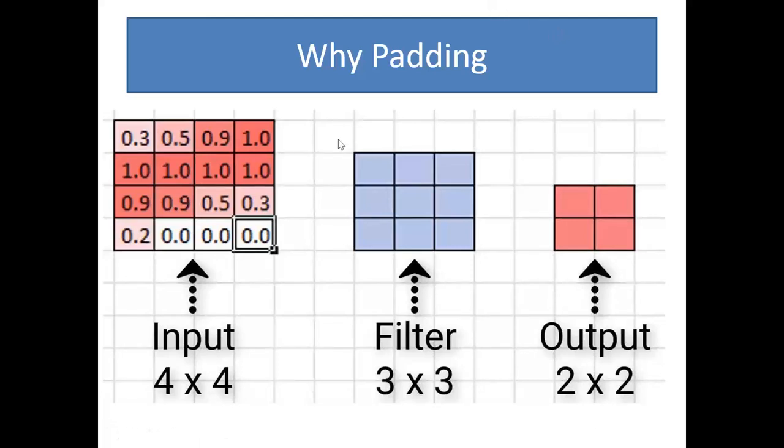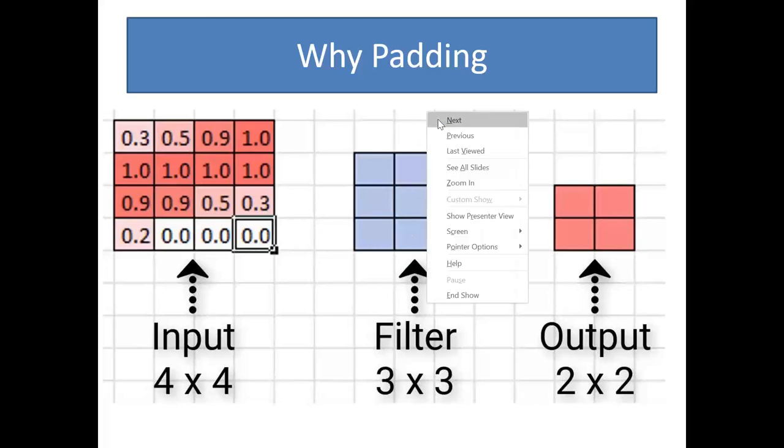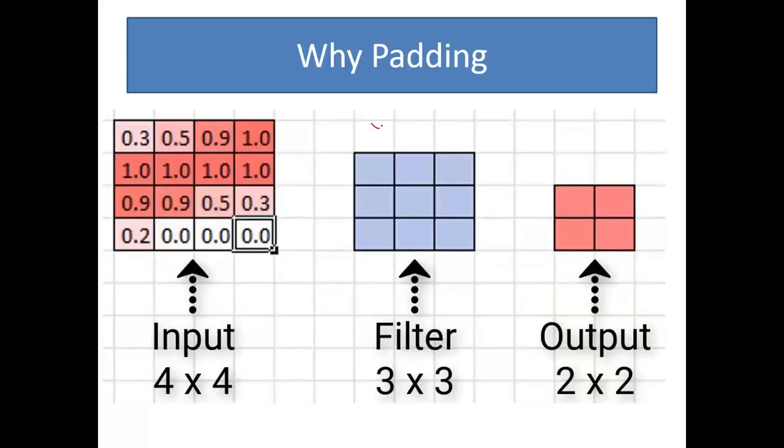Now why padding? We know the filter size, so now we move on to the padding part. Let us take one example. This is an input and that is a filter. I explain why I use 3x3. That is a 3x3 matrix, and we multiply it with the input. The input size is 4x4, and after convolving we get (4 minus 3 plus 1) by (4 minus 3 plus 1), so a 2x2 matrix.